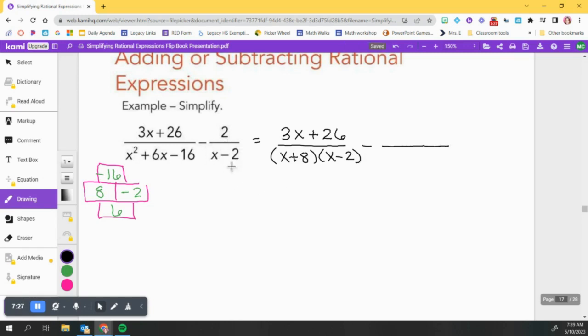All right, what about our second denominator? Can we do anything with x minus 2? Can I factor that out? No. It's x to the first power, or just x. There's not a GCF. I can't do anything with that one, so it's just x minus 2. And the numerator would just stay at 2.